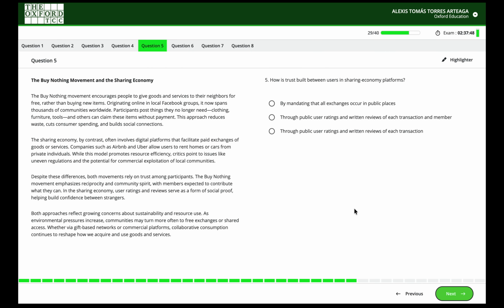How is trust built between users in sharing economy platforms? By mandating all the exchanges occur in public places, through public user ratings and written reviews of each transaction, and member.